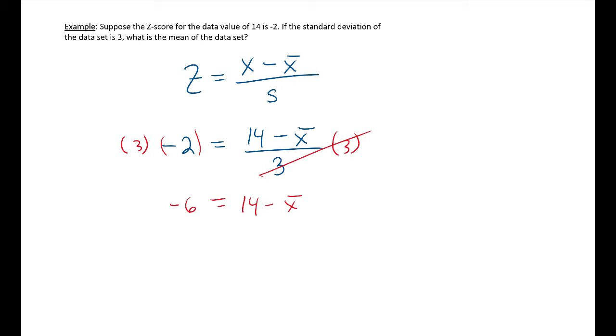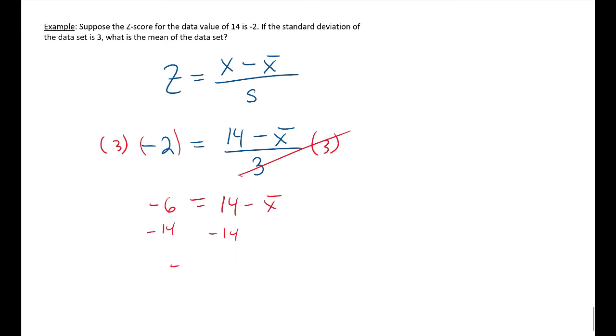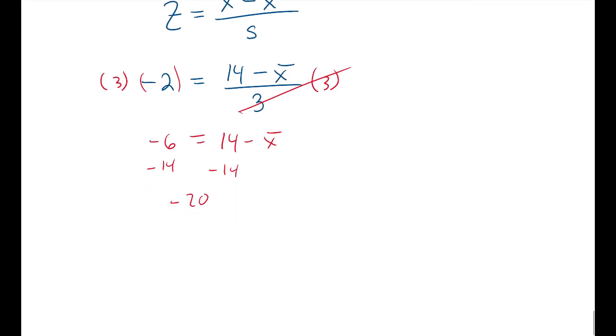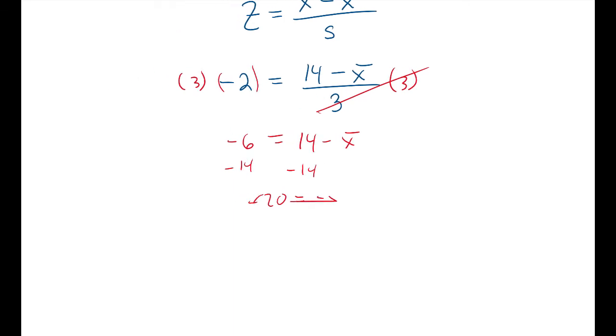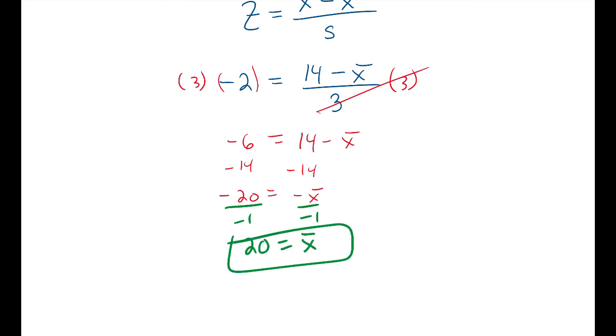Okay, I'm going to subtract 14 from both sides. You get minus 20 is equal to a negative x bar. Negative 20 is equal to a negative x bar. We're going to divide both sides by negative 1 to get rid of the negative, and we get that 20 is equal to x bar. So the sample mean, the mean of that data set, is 20.